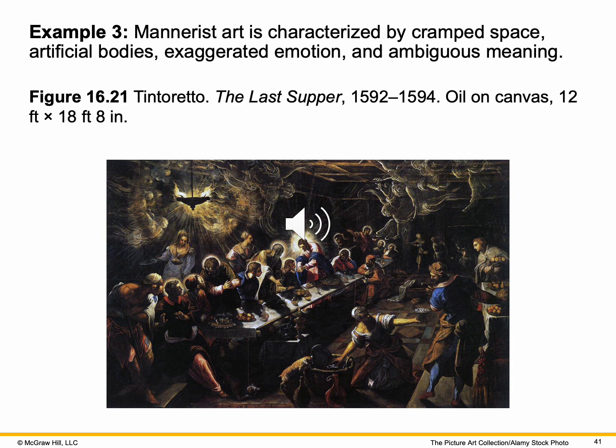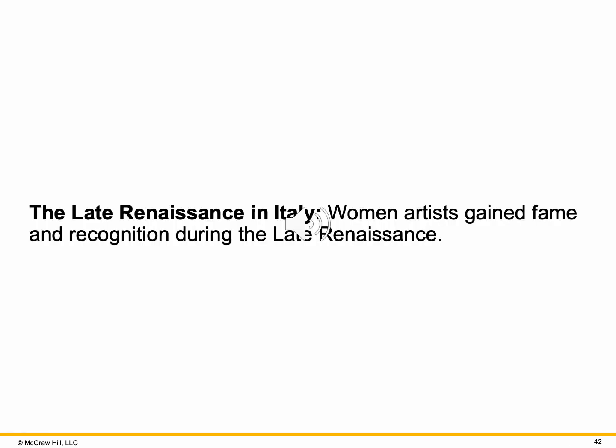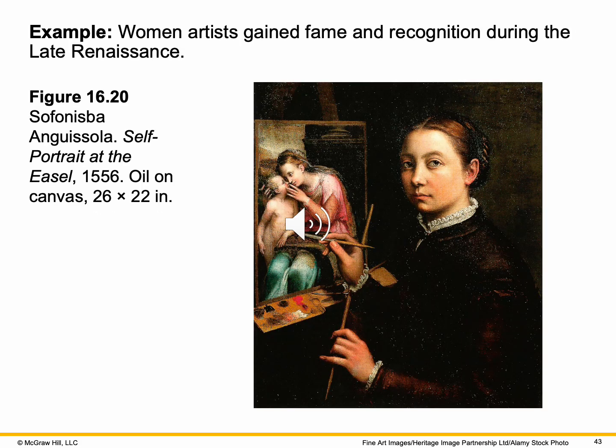The late Renaissance in Italy. Women artists gained fame and recognition during the late Renaissance. Anguissola pictured herself as an artist in the act of painting. She has a paintbrush in her right hand, which she keeps steady by resting it on the maulstick. The painting she works on displays Mannerist characteristics. The figures have elongated bodies, and there is an obscure meaning.